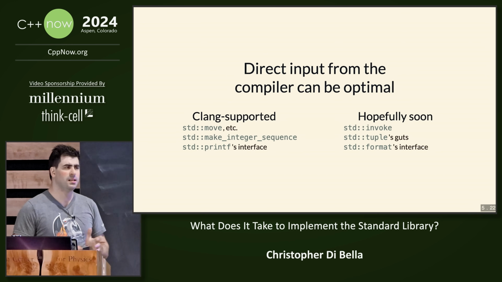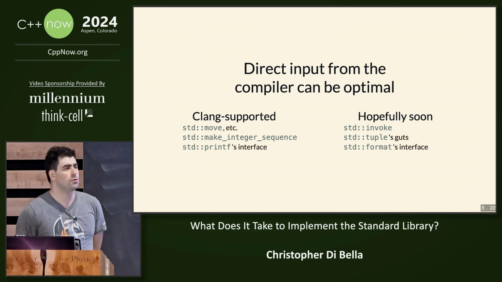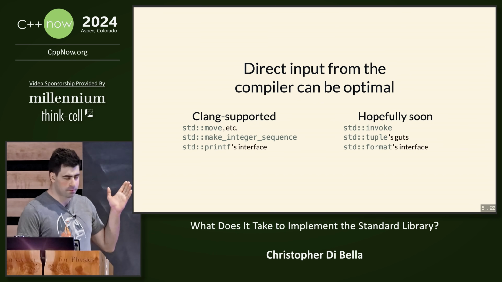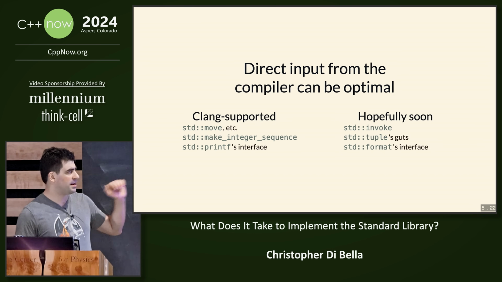Then it was put in the compiler because it was horrendous. That's only what I've heard, though. I've not looked at the original implementation of make integer sequence. And then printf's interface is also in Clang, probably GCC and MSVC as well. I'll come back to that one in a little bit.